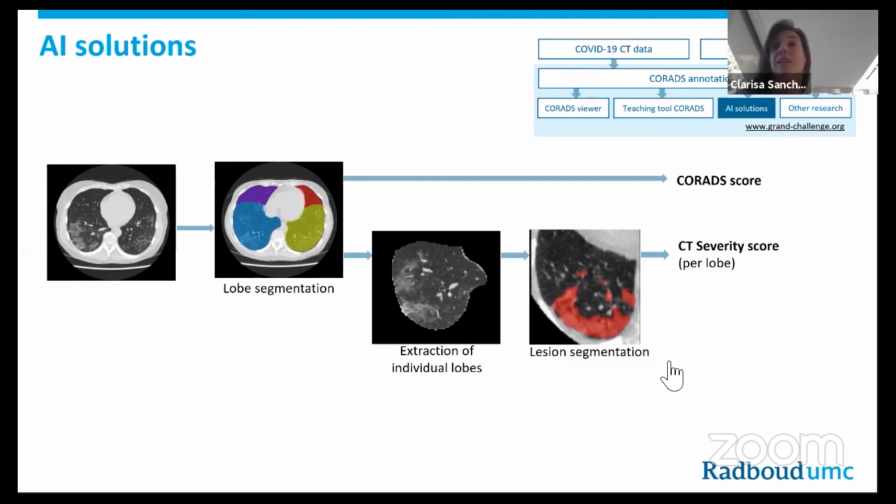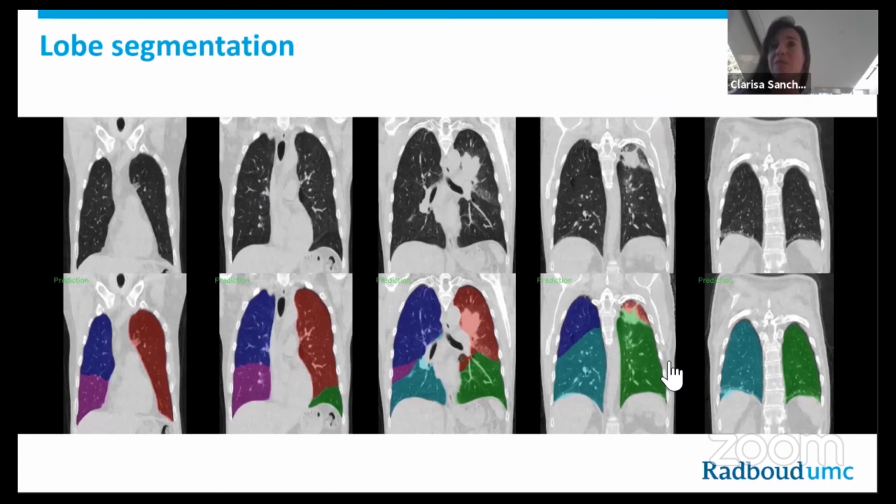And for that, we have a pipeline where the CT goes first to a lobe segmentation algorithm where we segment all the lobes. And then we have an extraction of individual lobes. And then per lobe, we also get the lesion segmentation that is associated with COVID. And with that, we can provide the cohort score and the CT severity score per lobe. We are working now on the publication that I will probably have finished with the first results this week. But I can show you here a bit of what we have.